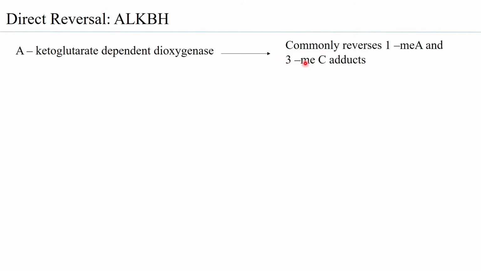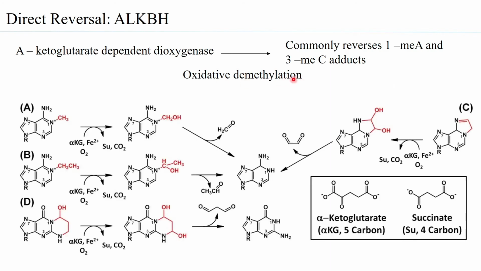They have been observed to commonly reverse 1-methyladenine and 3-methylcytosine, although they can also reverse 3-methylguanine, 3-methylthymine, etc. 1-methylguanine is also something that is reversed by ALKBH. The mechanism by which it is able to reverse these adducts is a process called oxidative demethylation.